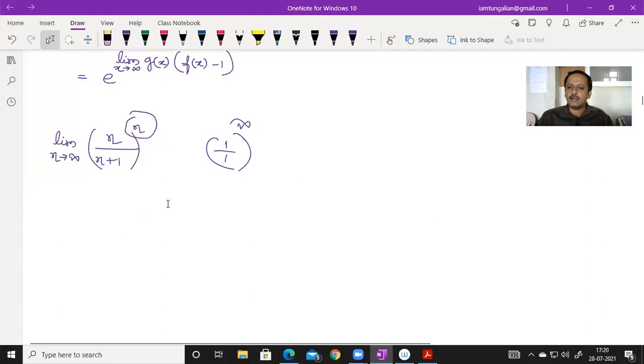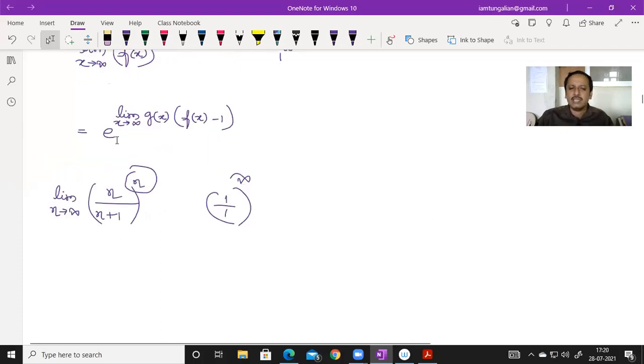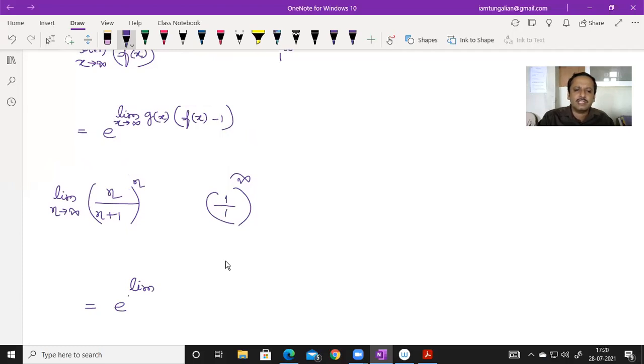Okay. So when you have f of x to the power g of x, and when we apply the limit, if it is of the form 1 power infinity, then we use this formula. We write this limit as e power limit x tends to infinity g of x into f of x minus 1. So if we use that, now g of x is n, f of x is n by n plus 1. If we use this formula, then this will be equal to e to the power limit n tends to infinity g of x, which is n, into f of x minus 1. What is f of x? n by n plus 1 minus 1. Let us simplify this.